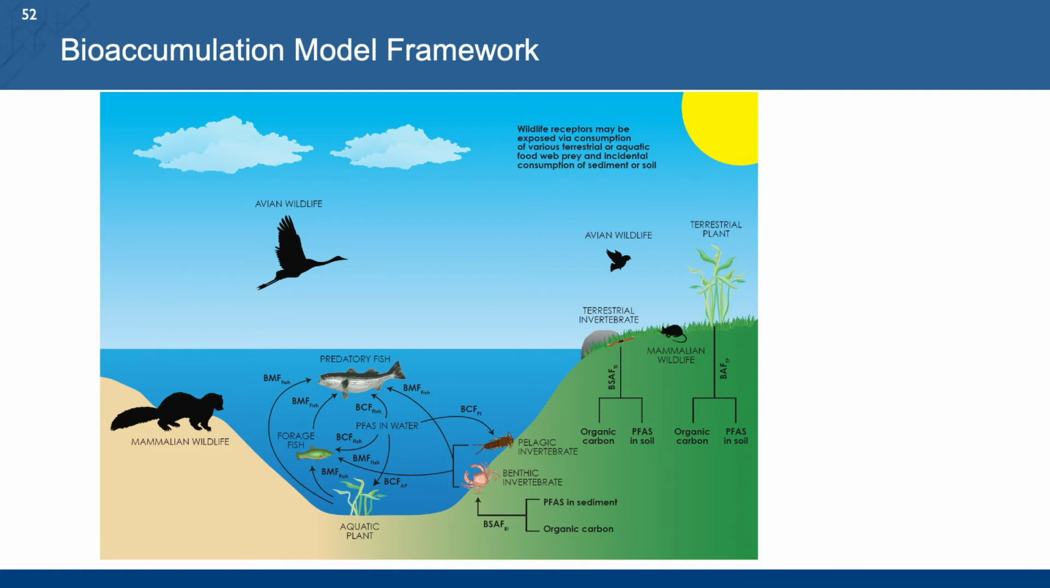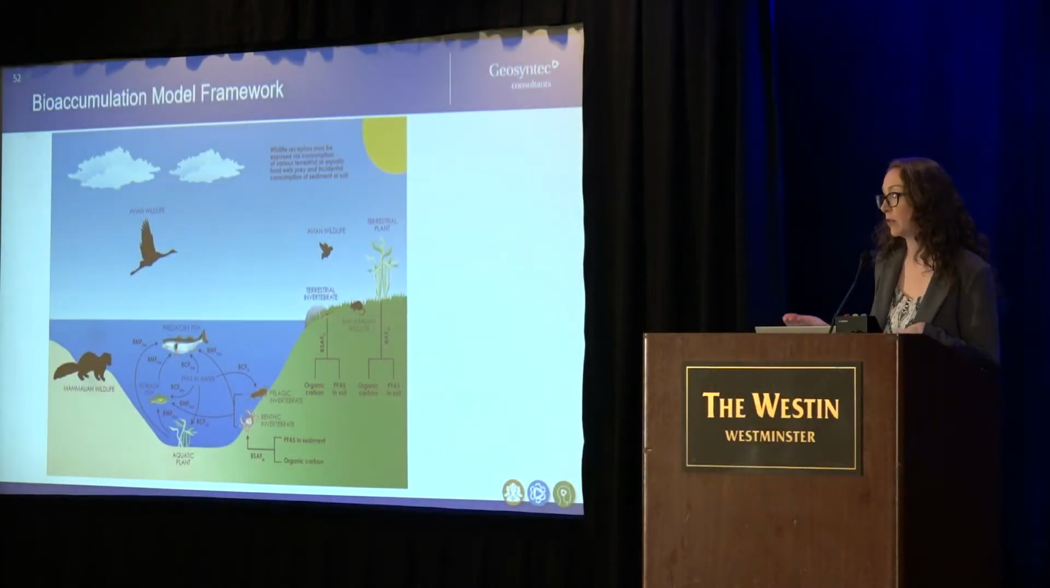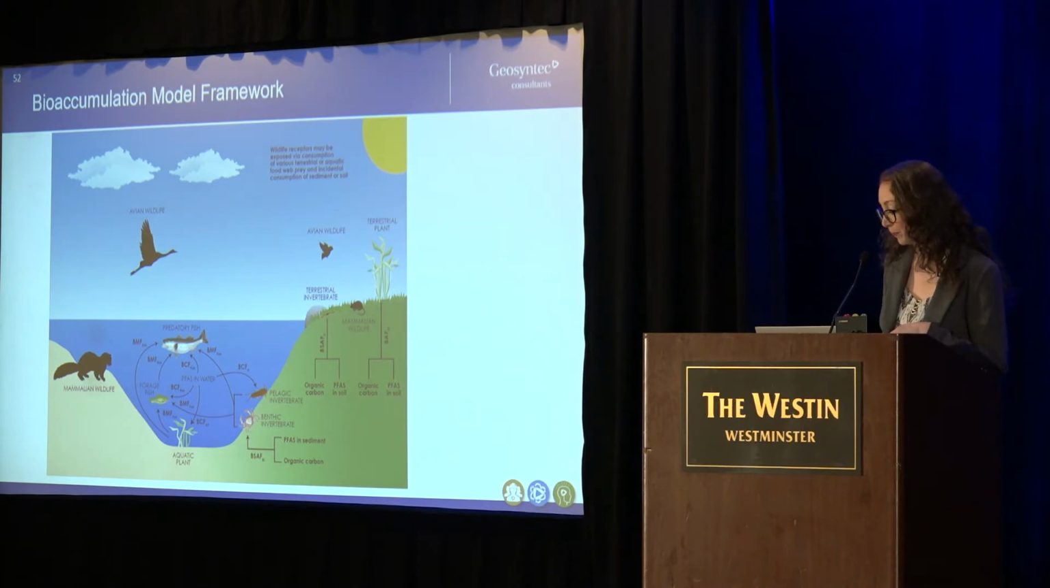BMFs is the ratio of concentration of an organism to that of its diet. Oftentimes this is done through spiked diet dosing studies in a lab so that you can understand how much of the component of that PFAS in its diet is actually being taken up into the organism. And lastly, BSAFs, that S can be soil or sediment. Generally what we mean there is the ratio of the concentration in the organism to that of soil or sediment. This is usually used for benthic invertebrates or terrestrial invertebrates like worms.